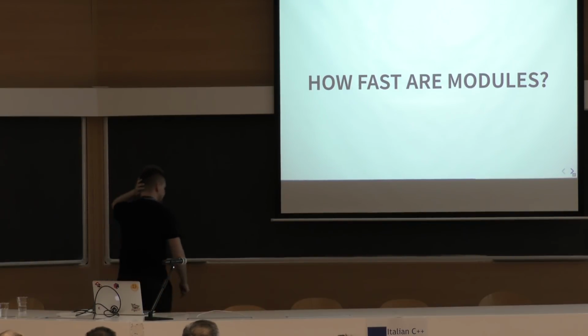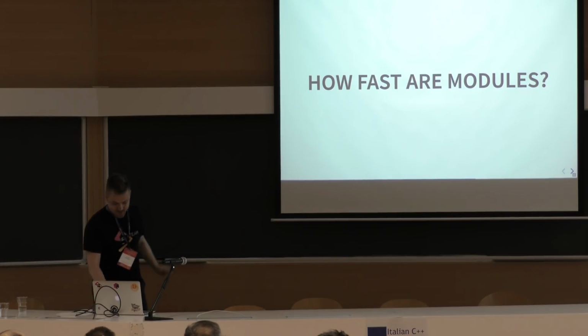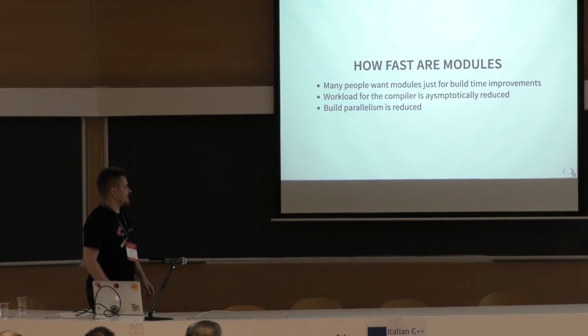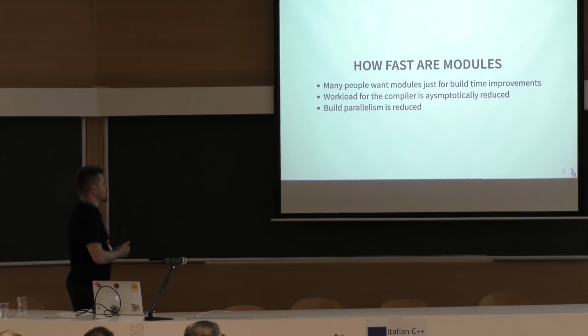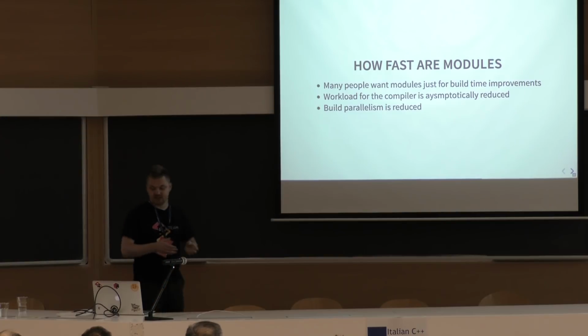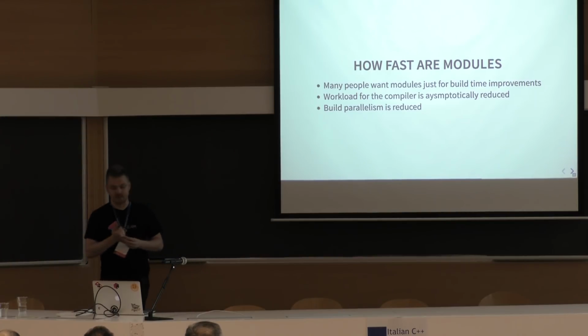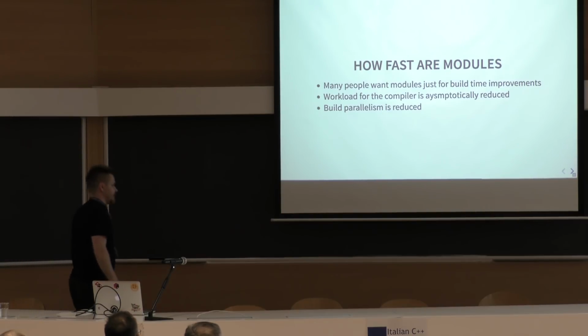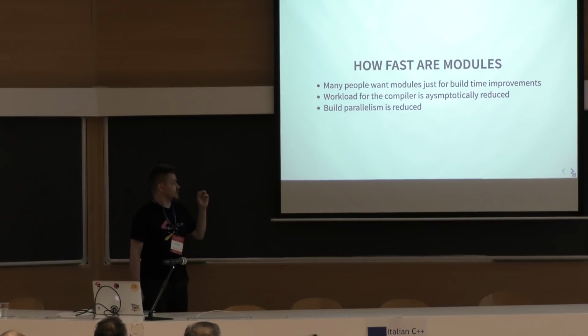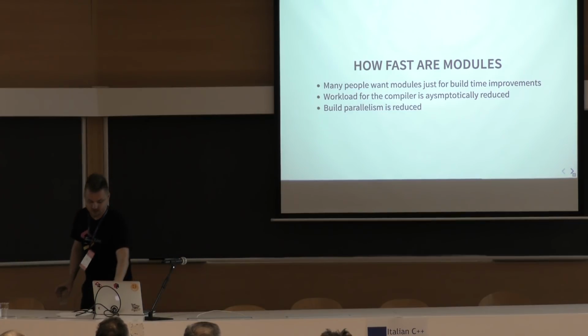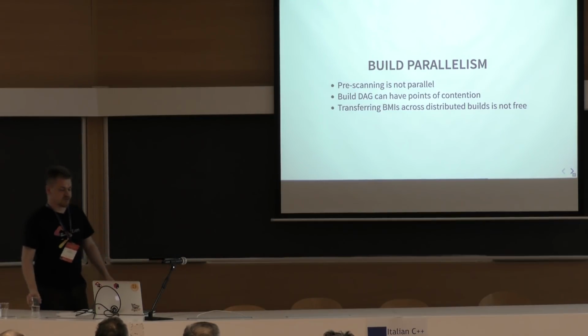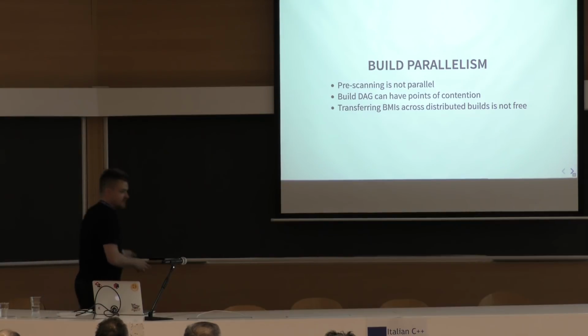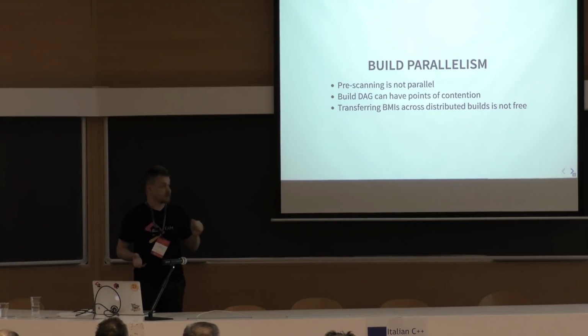And now the interesting questions. How fast are modules? Fast, I mean the build speed. So many people want modules just for the build time improvements. And it's obvious that asymptotically the amount of work for the compiler is reduced, but build parallelism is also reduced greatly. Because you might need to pre-scan modules before builds, more on that later, it's not parallel.